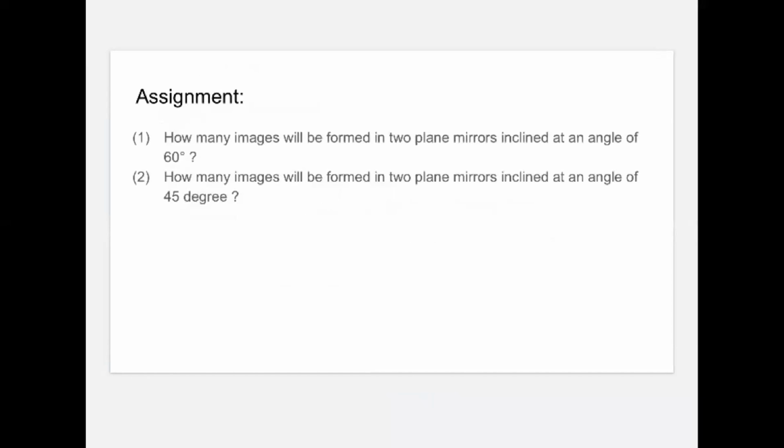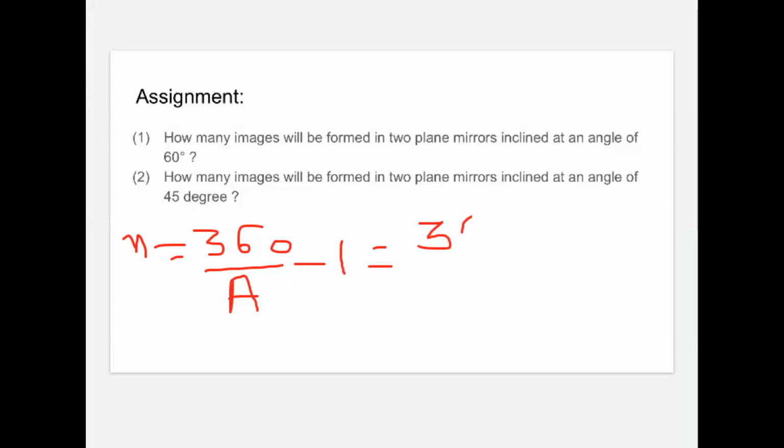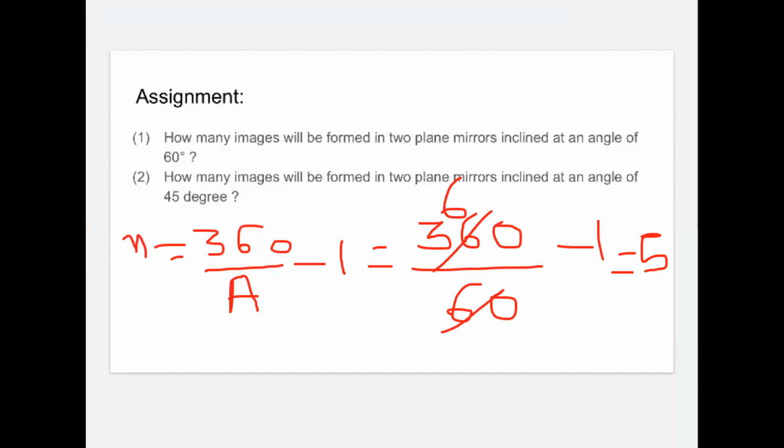Dear students, we all know the formula. The formula is the number of images that will be formed equals 360 upon the angle, minus 1. In the first problem, the angle is 60 degrees. So 360 upon 60 minus 1, 6 sixes are 36. So 6 minus 1, a total of 5 images will be formed if the two plane mirrors are inclined at an angle of 60 degrees.